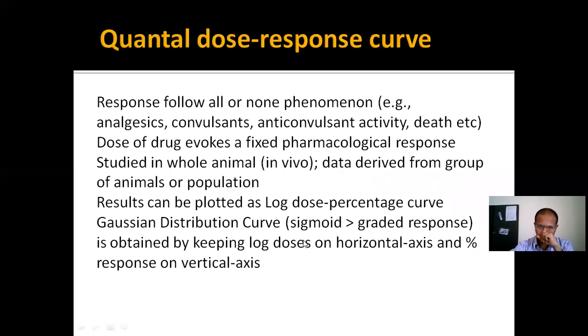So coming to the next part, that is the quantal dose response curve, otherwise called the all or none phenomenon. Why we call it the all or none phenomenon is because we ask whether the drug is producing the response or not. For example, here analgesic: whether it can decrease the pain or not, whether it can decrease the convulsions or not. That is the simple criterion we are taking.